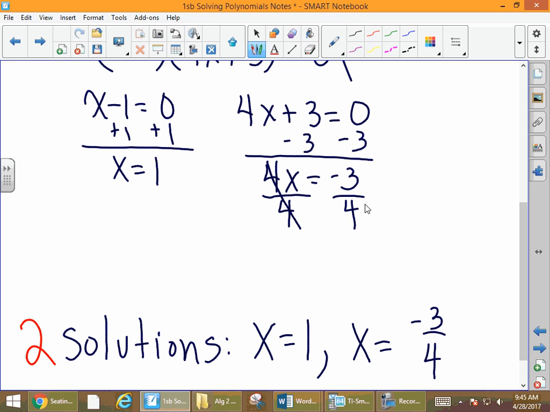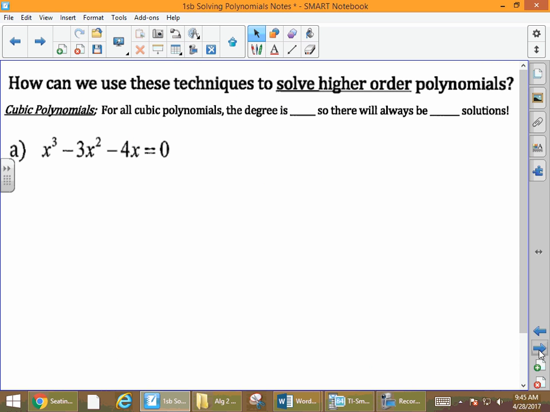The exponent determines how many solutions we will get. The highest exponent, I might add. But in our last unit, we worked with quadratics, we worked with cubics, we worked with quartics, we worked with quintics. So there's the quadratics. Now we're going to switch over to cubics. And how do we use these techniques to solve the higher order polynomials? Well, for all cubic polynomials, the degree in this case is 3. That's what a cubic is, to the 3rd power. So how many solutions are we going to get? 3.